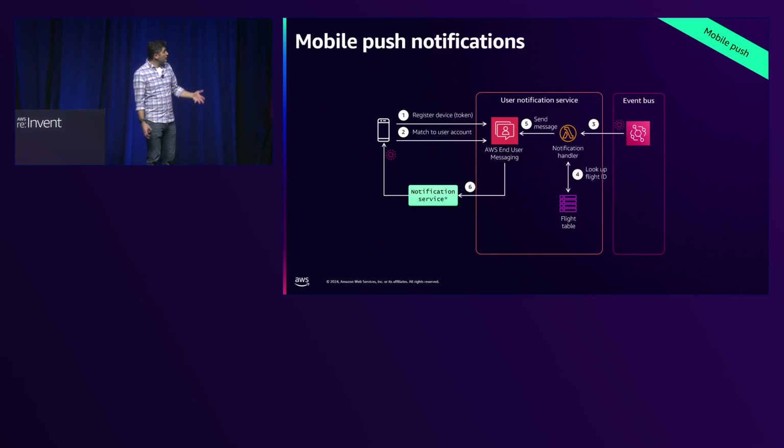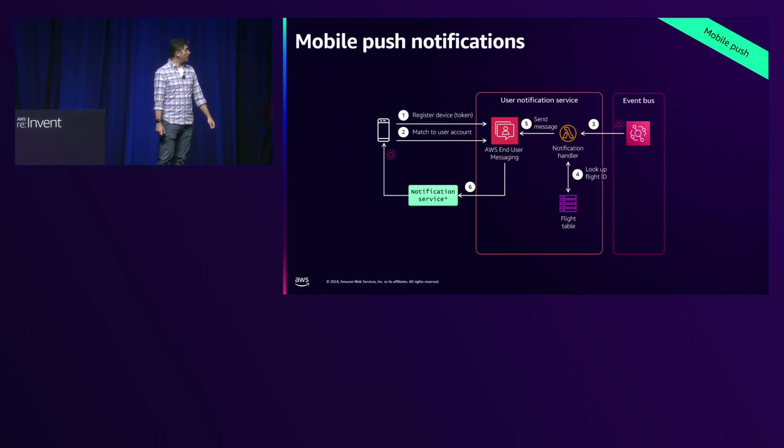For mobile, things are a little bit simpler because we can use a service like AWS End User Messaging to take care of a lot of that subscription stuff. End User Messaging will store the device token if we want it to, but we do still need to marry up which subscribers are interested in which types of events. So in this case, we're subscribing through End User Messaging.